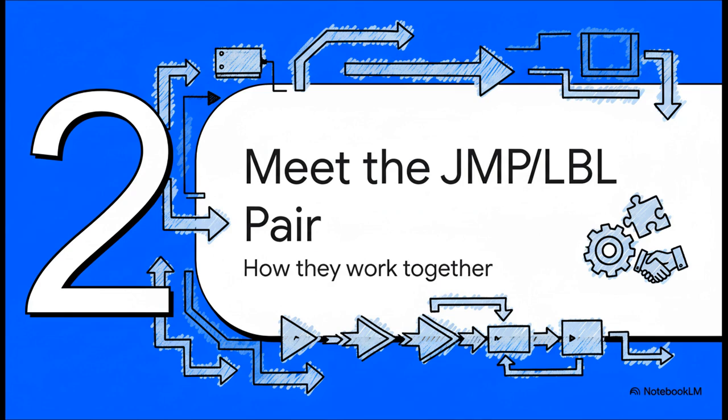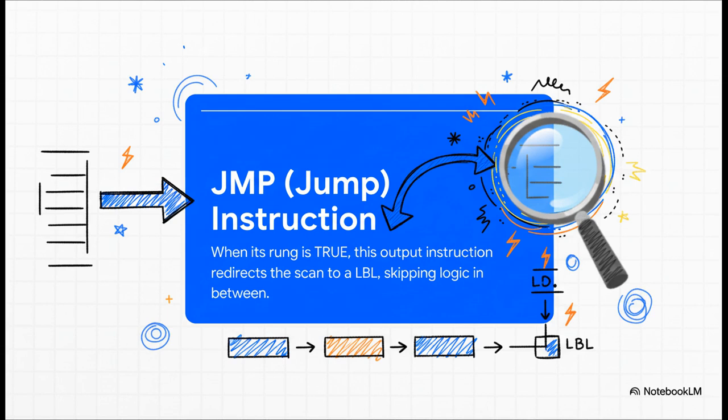So let's meet this JMP/LBL pair and see how these two instructions work together. To really get it, we've got to look at each one on its own first. First up, we've got the JMP instruction. And right off the bat, here's a super important detail. It's an output instruction. What does that mean? It means it only does its thing when the conditions on its rung are true. And when that happens, it's basically a giant detour sign for the PLC. It tells the processor, hey, stop what you're doing, ignore all the code coming up, and jump straight to the specific label I'm telling you about.